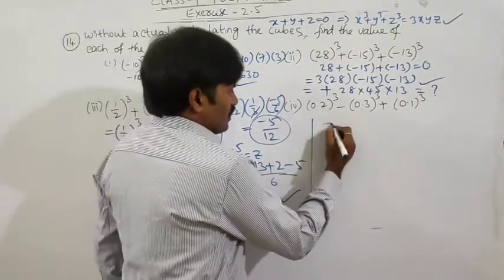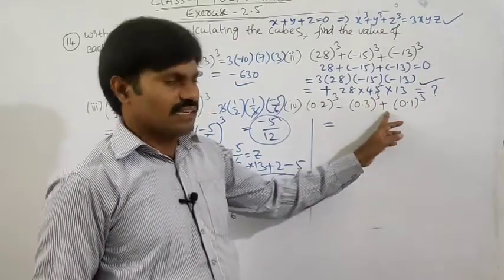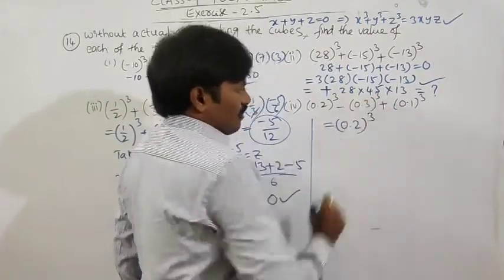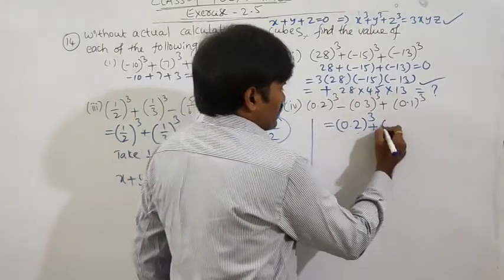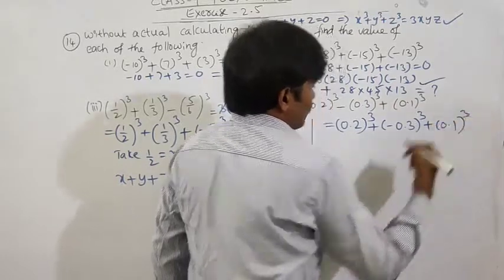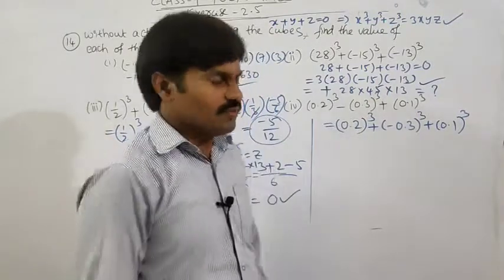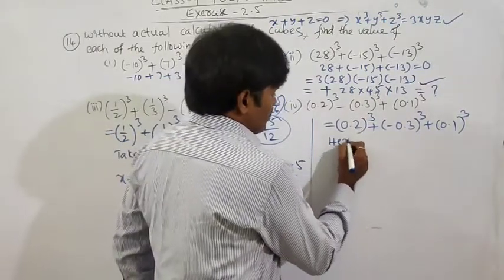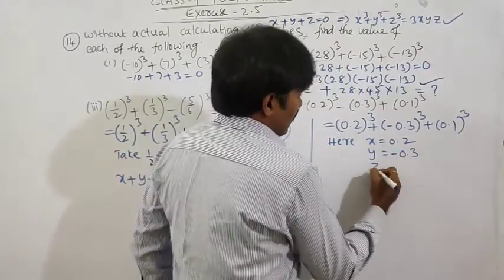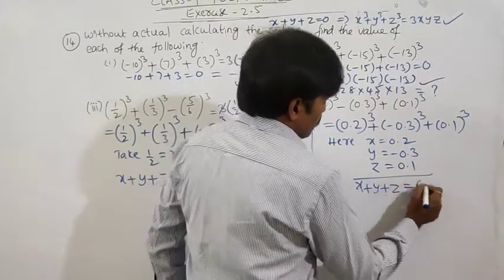See how. Same here also, all the cubic terms are not joined by plus sign. So you have to try whether it is possible or not, because the power is an odd number, so you can shift the minus sign inside, then minus 0.3 whole cube plus 0.1 whole cube. Clear? Now if you add, you will get 0. Here take x is equal to 0.2, y is equal to minus 0.3, and z is equal to 0.1. Their sum is how much? x plus y plus z value is 0.